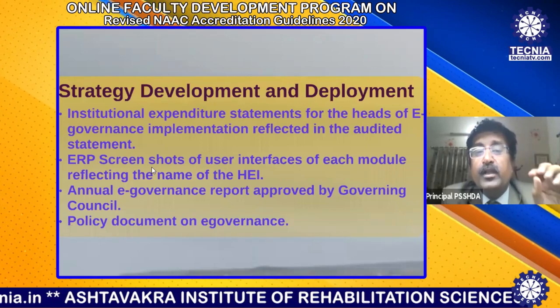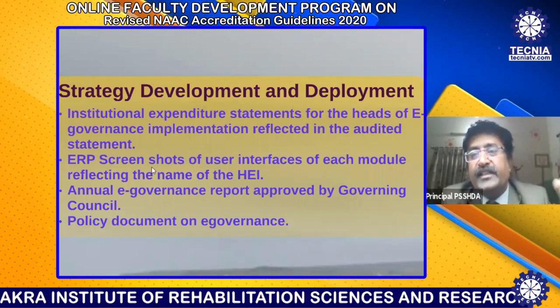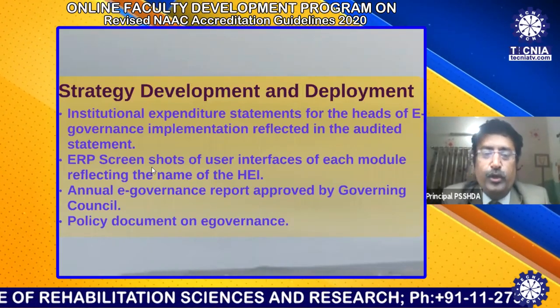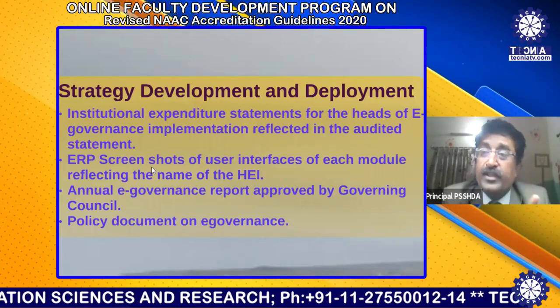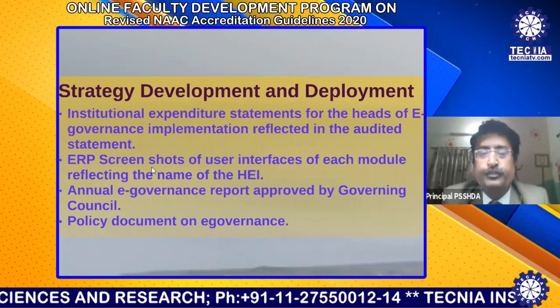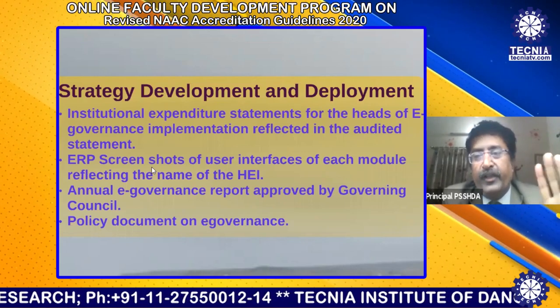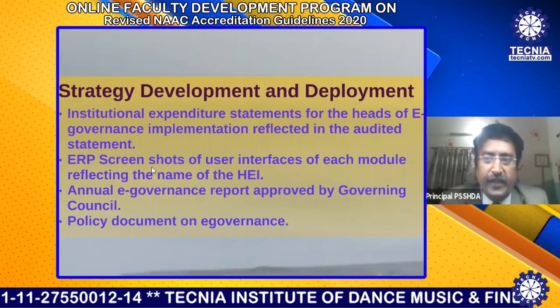Then the annual e-governance report. If you have an ERP system, you can easily print the annual report through your ERP. So you need to keep this e-governance report ready, and that must be approved by your governing council also. And policy documents on e-governance. If you have these documents ready, then this indicator is comparatively very easy to fill up.